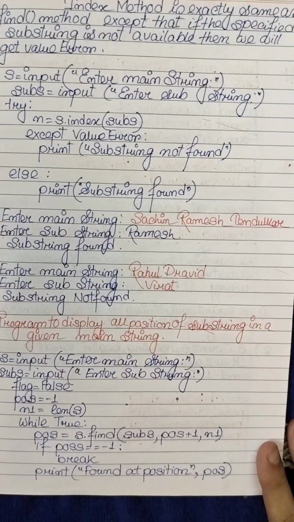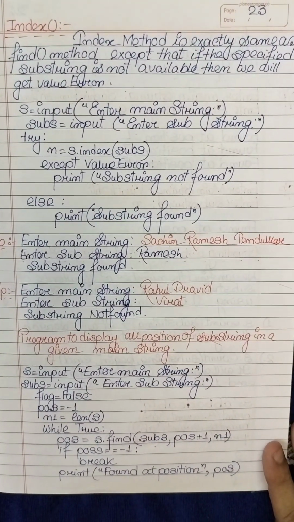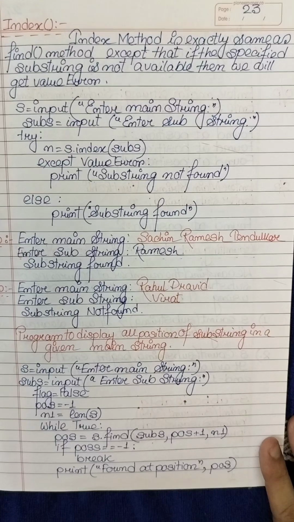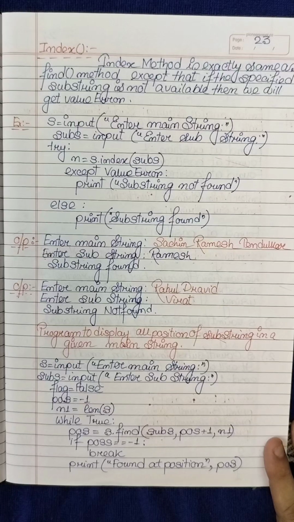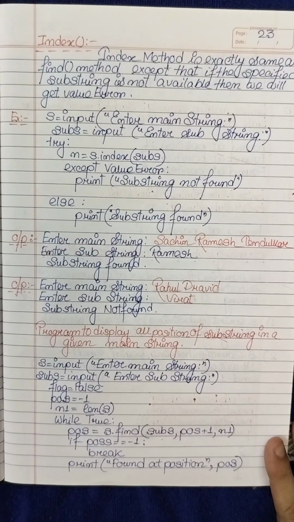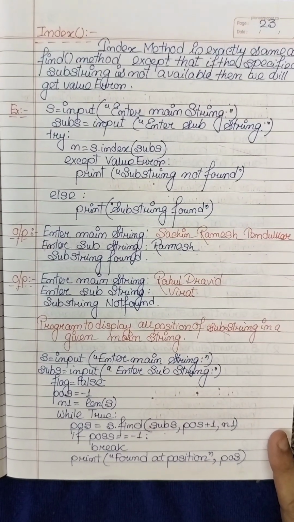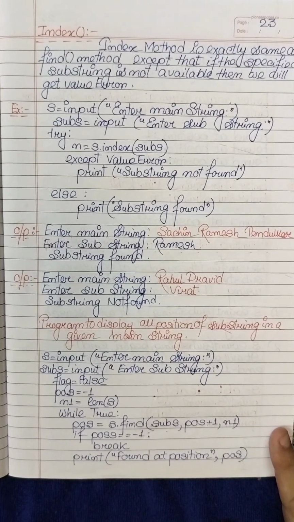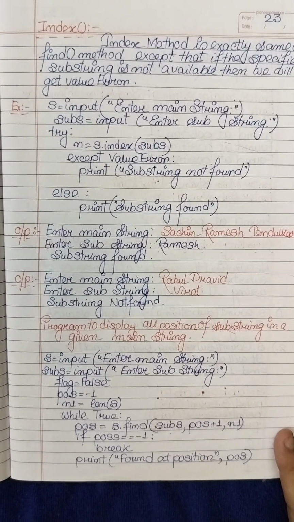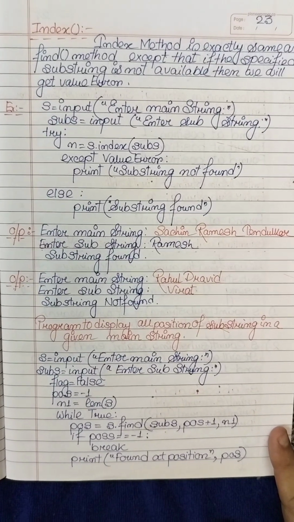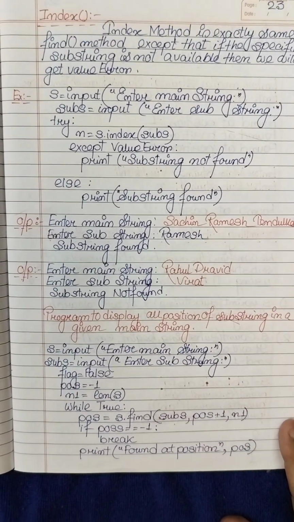The index method is exactly the same as the find method, except that if the specified substring is not available, then we get a value error. Suppose s is equal to input enter main string, then subs is equal to input enter substring. Try: n is equal to s.index(subs), except ValueError: print substring not found, else: print substring found.